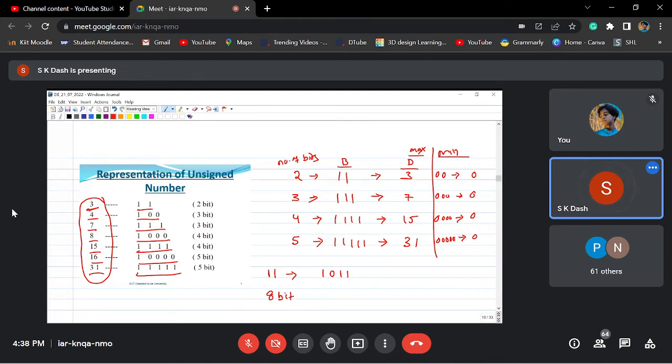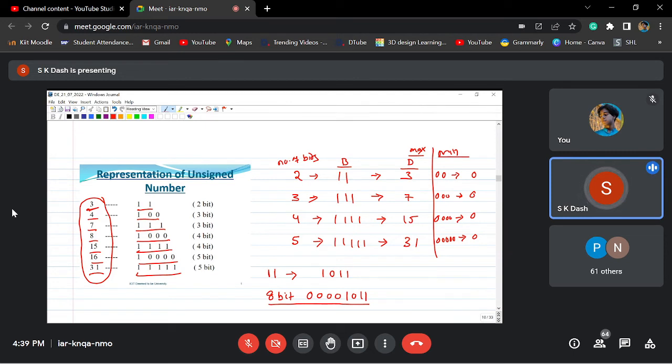Then what to do? Add 4 zeros before that. Generally, additional extra bits are required. It is not pen and paper, so when we add, extra space will not be given there. So generally more space is required and more bits are taken for that purpose. 11 is possible using 4 bits, but we are going for 8 bits.